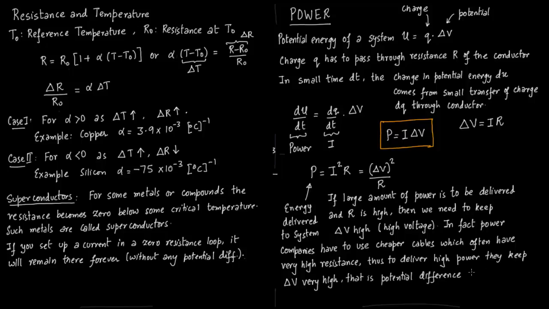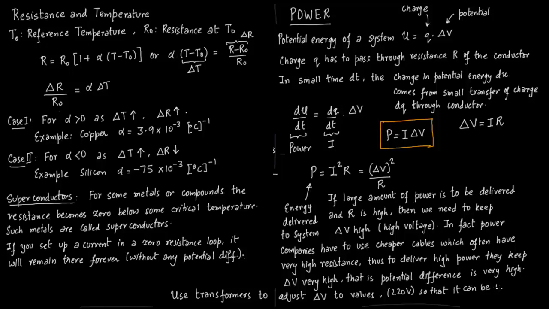Now in order to use this power, we have to use a transformer so that we can convert this extremely high delta V to a usable voltage like 220 volts, because delta V in the power wire could be kilovolts and we need only 220 volts. So we use transformers to convert it to 220 volts, which can then be used at our homes.